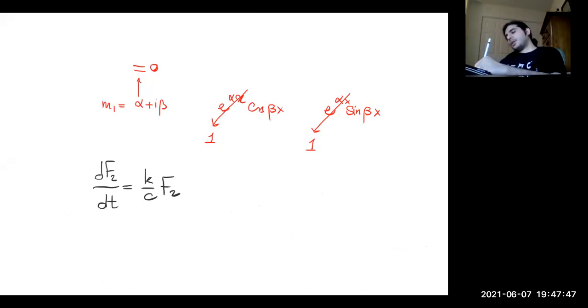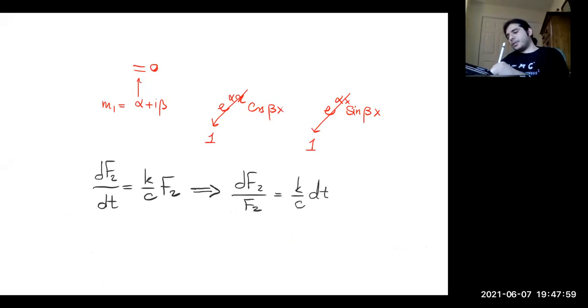So what is the solution to this equation? What can I do here? Well, probably you remember from differential equations, this is the separation of variables: dF2 over F2 is k over c dt. We can integrate both sides.